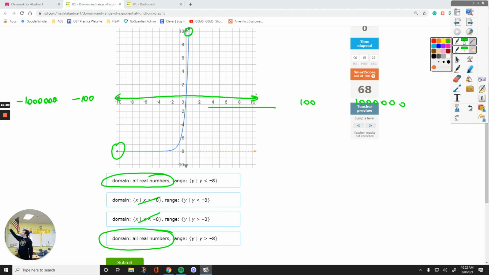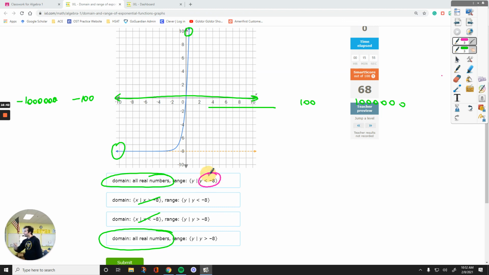Now let's change the color and see what we can decide about the range. So I see that there is a horizontal line that stops my graph at -8. So it cannot be less than -8. It cannot be equal to -8 because the dotted line indicates that it's not equal. It cannot touch that -8. But it could be -7, -6, or all those positive numbers. Now try to make sense out of what we have in the options.